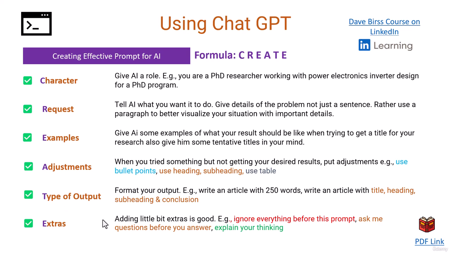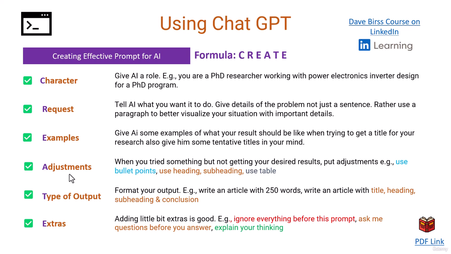Finally, if it is possible to add some extras, it will also help ChatGPT to give you a more accurate response. Finally, let me summarize. You can give a character or role. You can put your request in a more detailed way, like in a paragraph. You can provide examples like what titles you are looking for or what applications you are looking for.